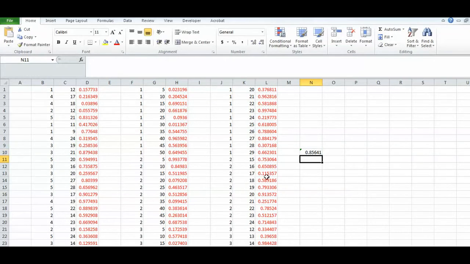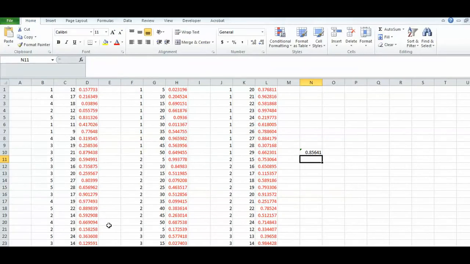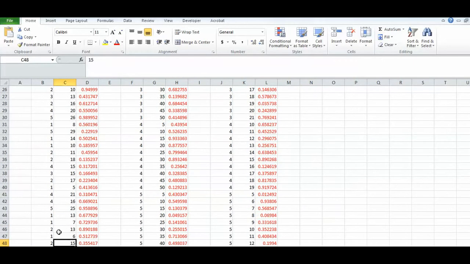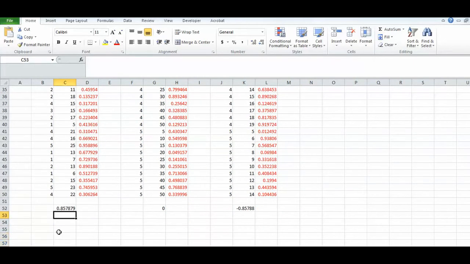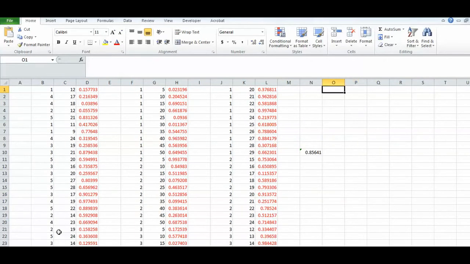0.8856, which is almost exactly the same as the population correlation. It's not exactly the same because the population correlation coefficient was 0.8578 and this is 0.8564. So 8578 and 8564 aren't exactly the same, but they're pretty close.